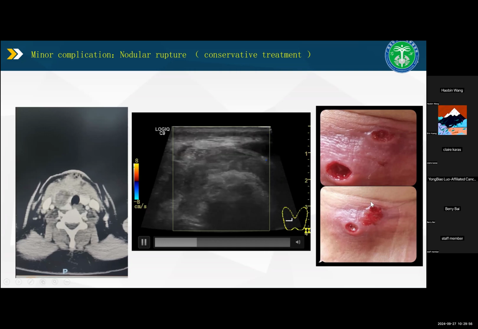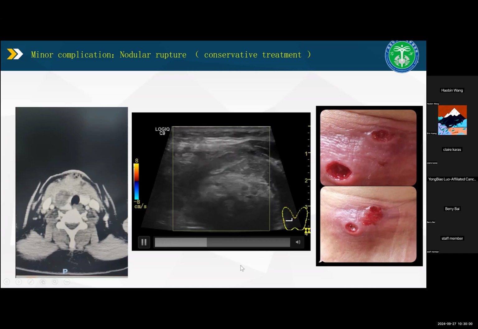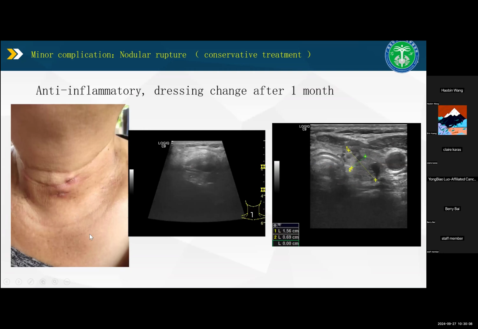This is her skin infection. For this patient, we performed anti-inflammatory dressing treatment, and the patient recovered after a month. And ultrasound images showed that the ruptured nodule had absorbed most of it and is smaller.